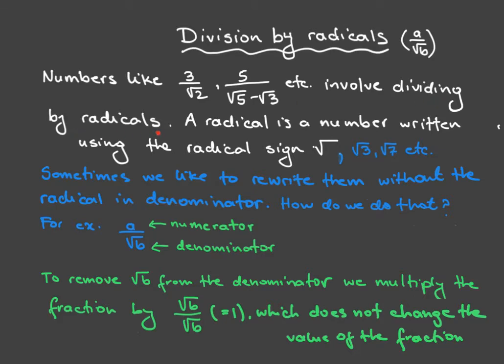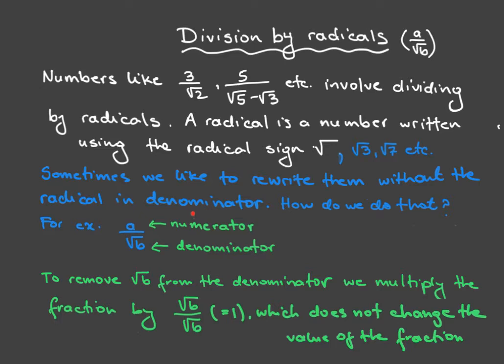So what are the radicals? A radical is a number that is written using the radical sign, which is this one here, and we call it square root. So for example, numbers that look like this: square root of 3, square root of 7, square root of a, etc. Sometimes we like to rewrite them without the radicals in the denominator. So what we're going to do today is go through how we actually do that.